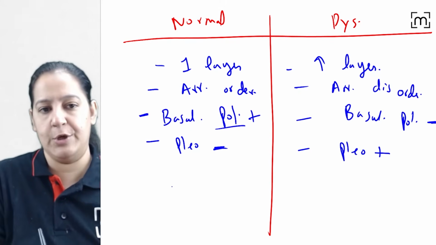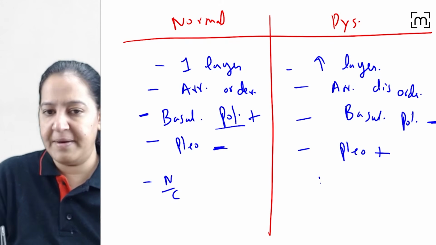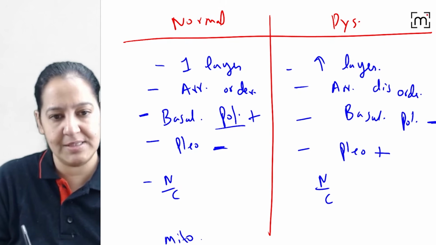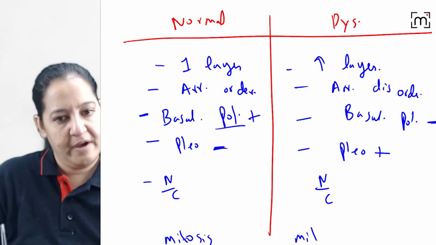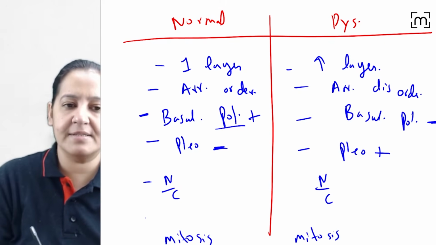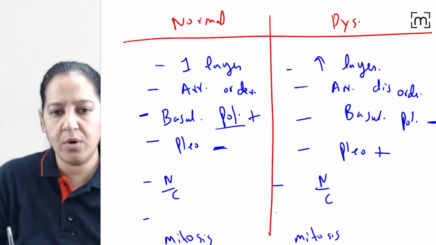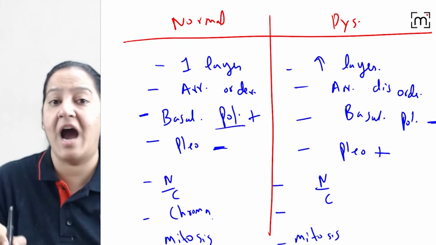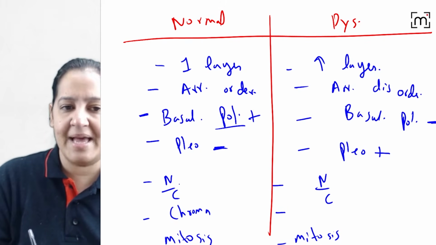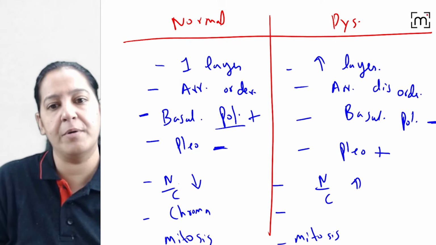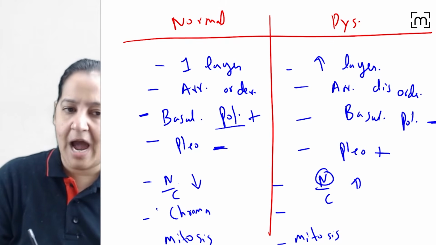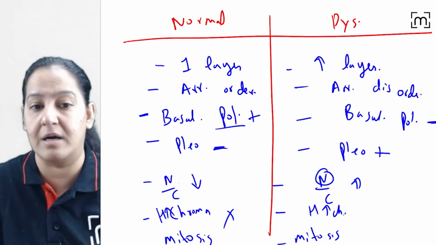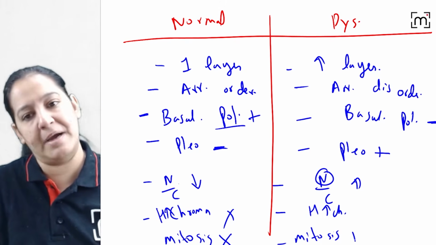Now 3 things about the nucleus. NC ratio, compare both sides. Mitosis, you have to compare mitosis on both sides. And the third thing about the nucleus is the color of the nucleus. The color of the nucleus is known as chroma, the chroma of the nucleus, right? Hyperchromatism. So you tell me NC ratio: here it is less, here it is more, because the size of the nucleus is more. Here hyperchromatism is not a feature, but here with hyperchromatism the nucleus becomes dark colored. And here mitosis is absent, here mitosis is present.